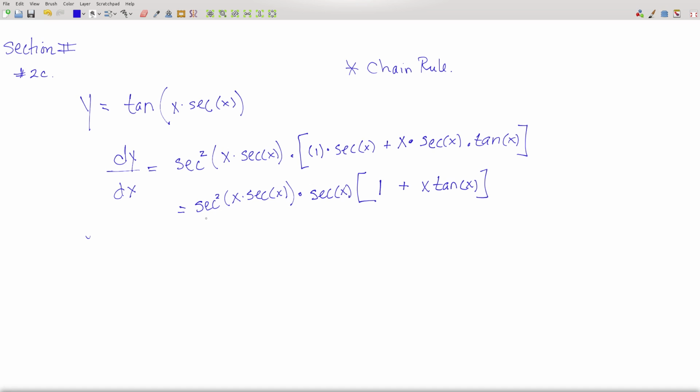This really can't be simplified any more than that. And I'm going to go ahead and box this in. I would most likely also accept the version in the line above it.